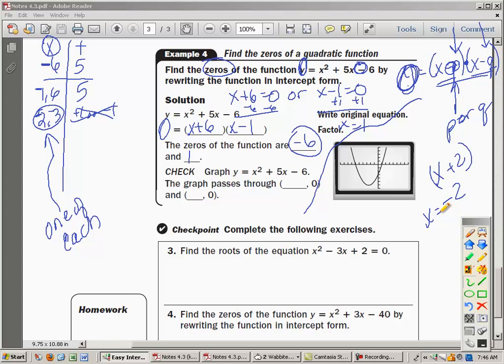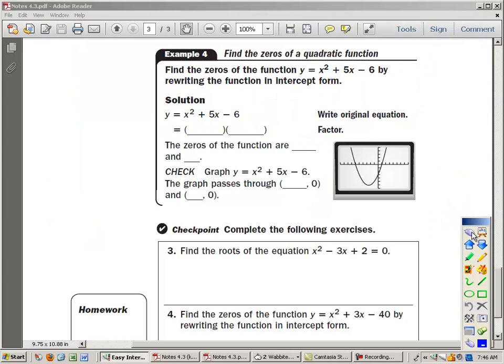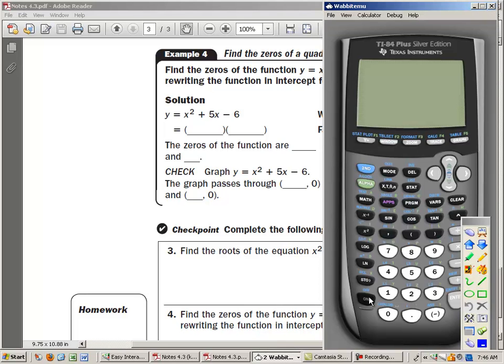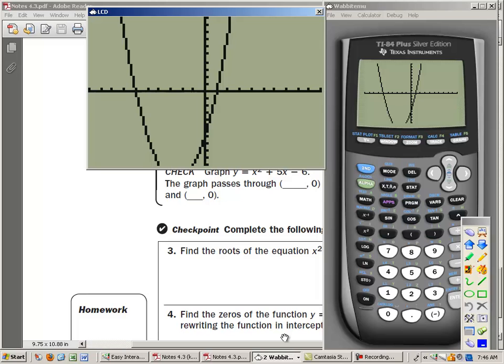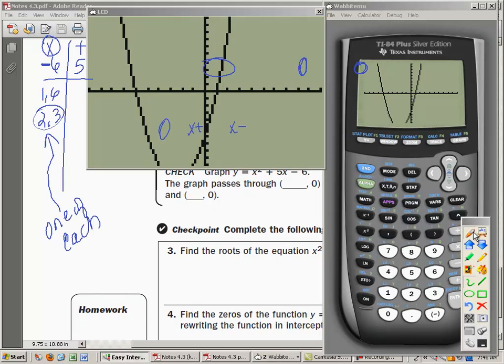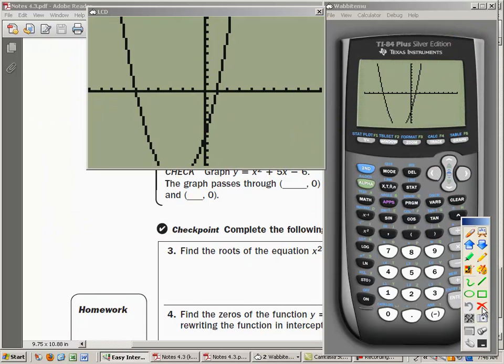All right, now it says to check it on a graph, and again, you're more than welcome to do that. You can certainly plug into your graphing calculator, y equals, and plug in x squared plus 5x minus 6, and then go ahead and graph it. And you'll see there that we have zeros at positive 1 and negative 6. And so that's what you should have down on the previous page.